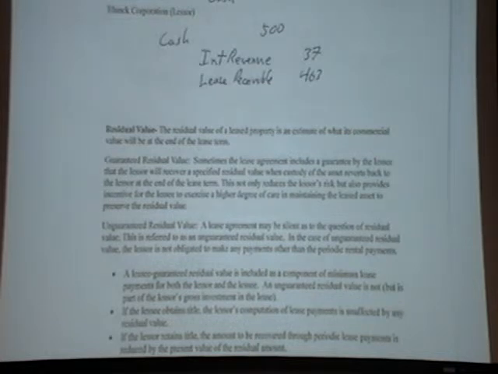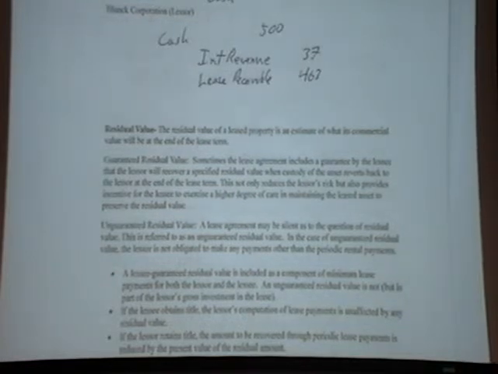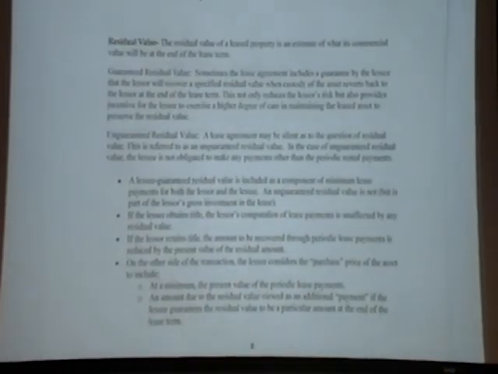An unguaranteed residual value: the lease agreement doesn't say anything about the residual value. This is referred to as an unguaranteed residual value. In the case of an unguaranteed residual value, the lessee is not obligated to make up payments other than the periodic rental payments. They make the rental payments and they give back whatever is left, and that's it. They don't have to do anything. They have no other responsibilities other than to give it back when they're done. Okay, so that is an unguaranteed residual value.